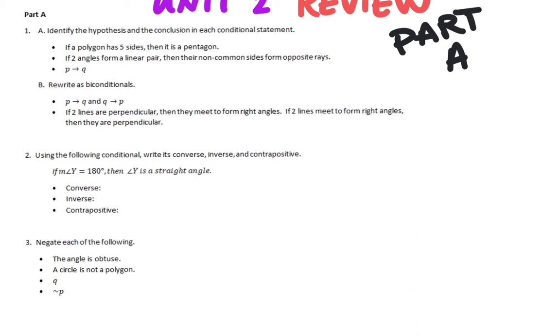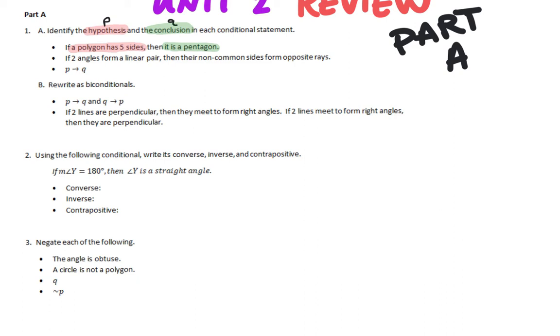Up first, we're identifying the hypothesis, which we'll put in red, and the conclusion, which we'll put in green, of each statement. The first statement says, if a polygon has 5 sides, then it's a pentagon. The part right after "if," a polygon has 5 sides, is the hypothesis, and the conclusion is what follows: it is a pentagon. Symbolically, that's the P and the Q. Whenever we talk about symbols, the hypothesis is the P and the conclusion that comes after it is the Q.